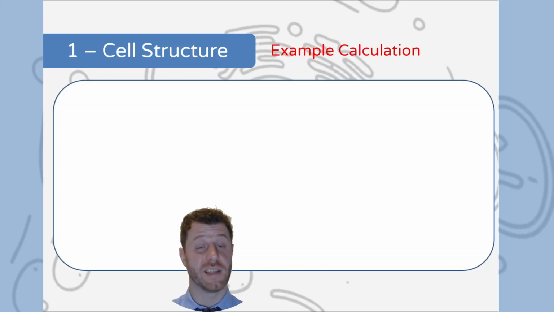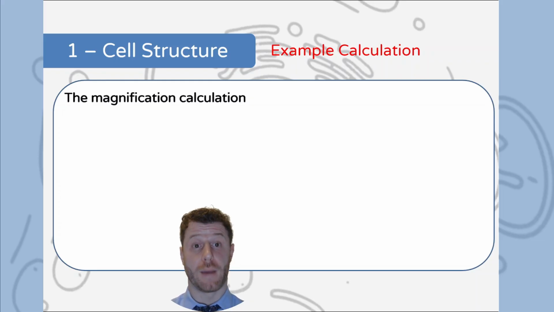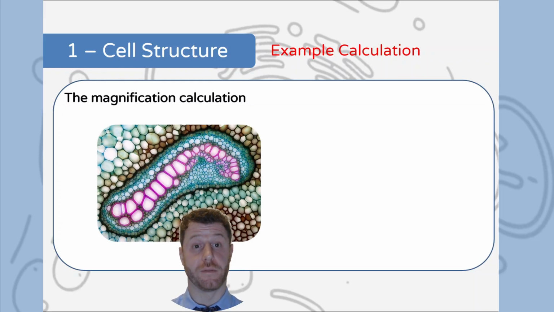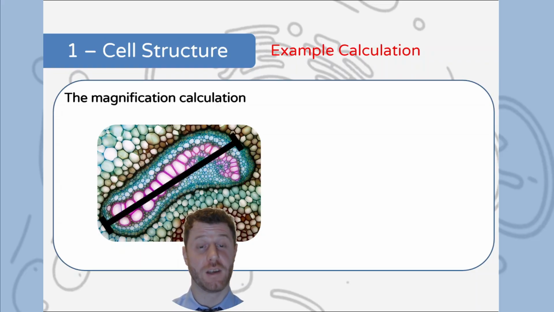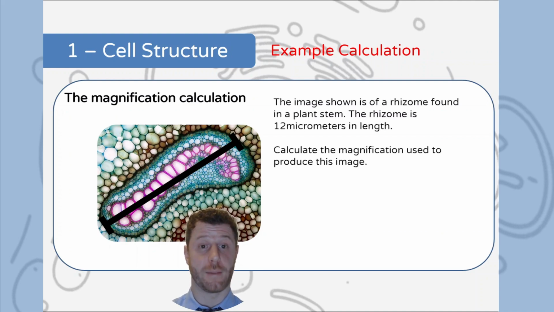As promised, here's an example calculation of something that you would see in an exam. The magnification calculation usually gives you an image that you're going to work from. Don't worry if you don't recognize it, because they'll either put a bar across that image so you know you can measure something, or they'll tell you what it is in the exam question. Don't panic. The image shown here is of a rhizome found in a plant stem.